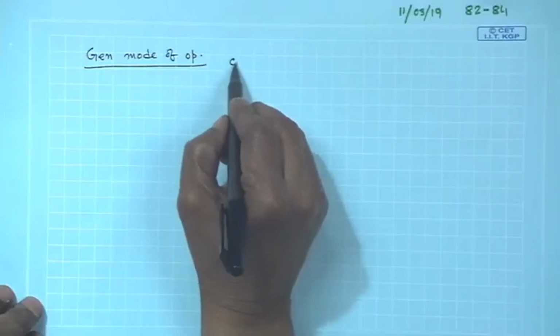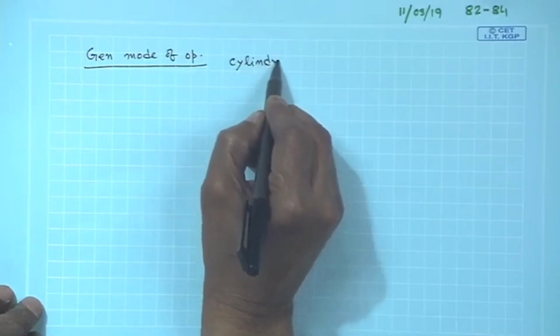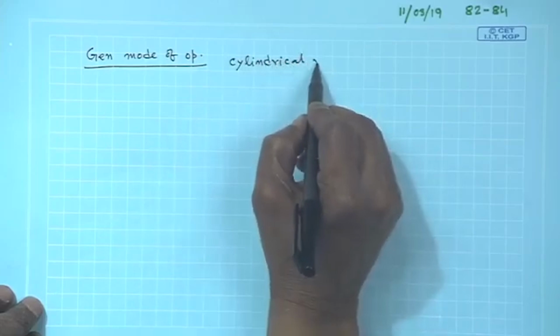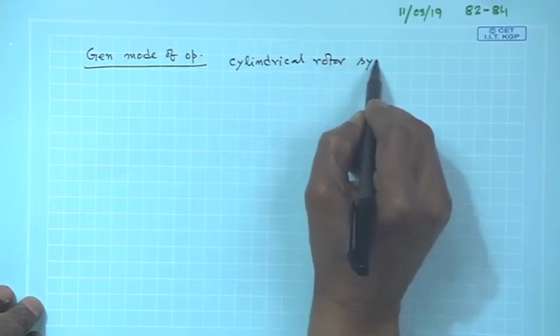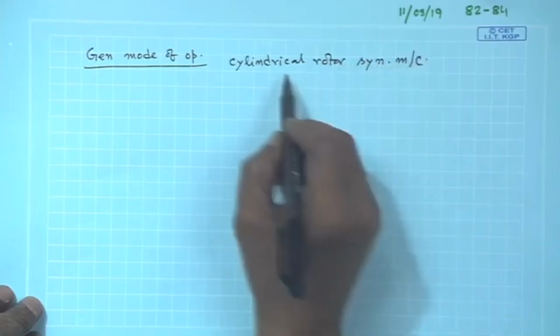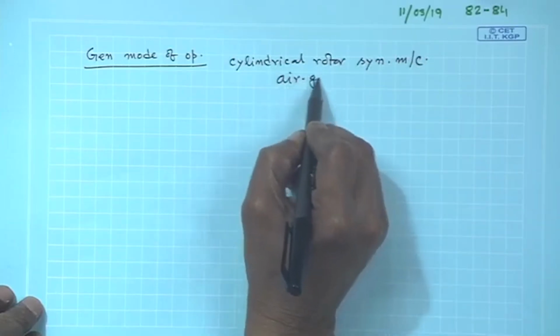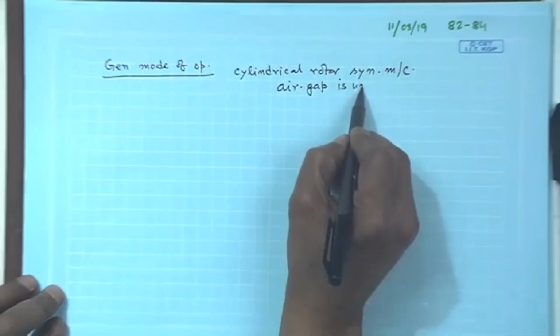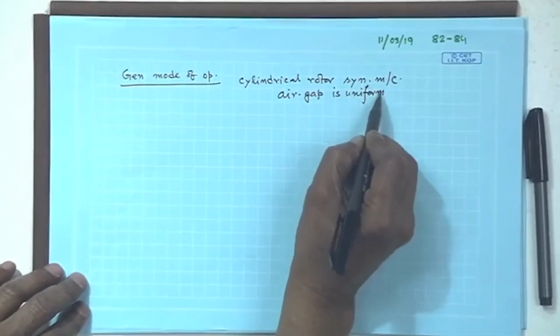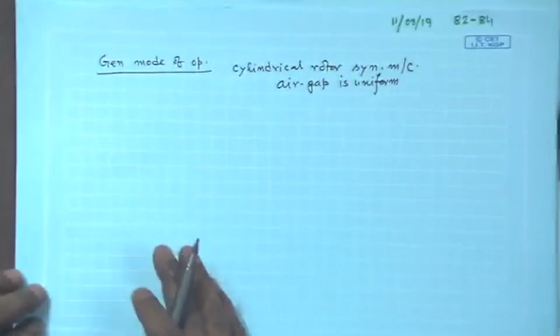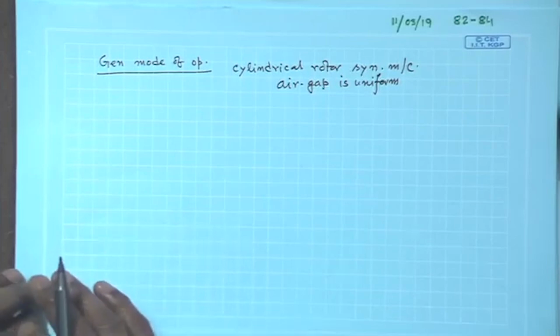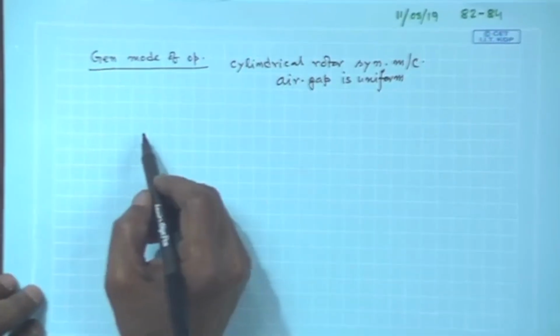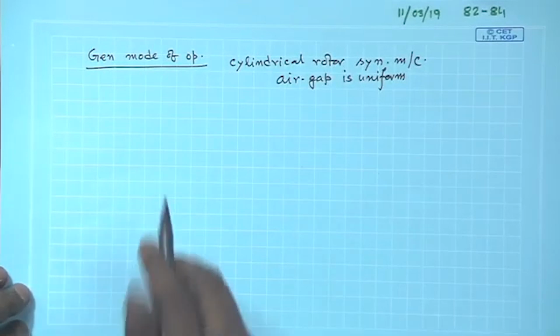Welcome to this synchronous machine lectures, and we are discussing generator mode of operation of cylindrical type synchronous machine, cylindrical rotor synchronous machine, where the air gap is uniform, and the synchronous machine equivalent circuit is much simpler than the case of induction machine, because of the fact there is no magnetizing branch present here.